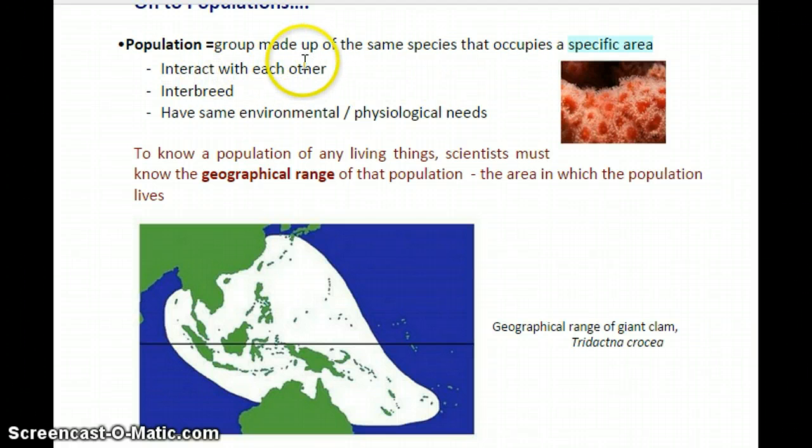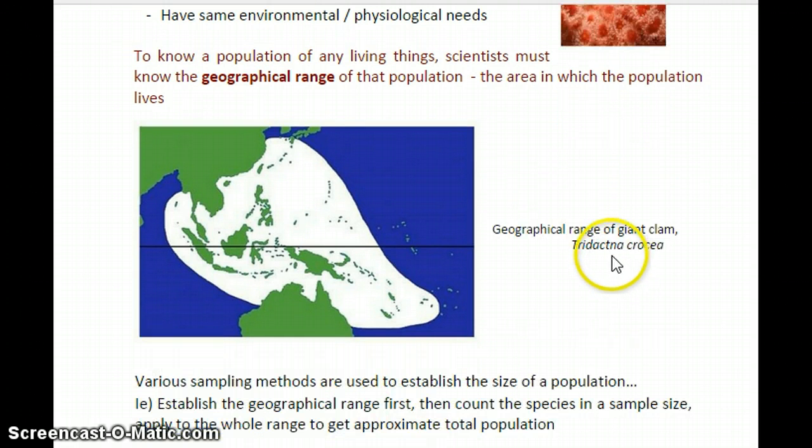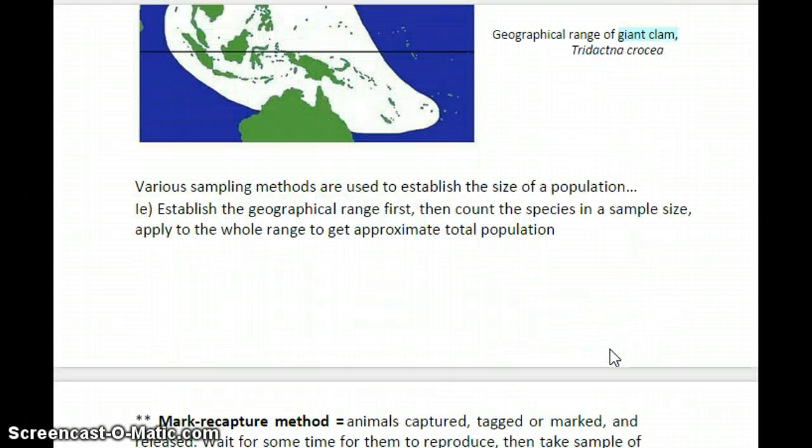Populations interact with each other, they interbreed, they have the same environment and needs. And so scientists, if they want to study populations of, say, marine organisms, they have to try to study a geographical range. They have to know basically where that organism lives, where that population lives. So here's an example. Scientists that study the giant clam, this is the geographical range of that giant clam, as you can see in the South China Sea and the South Pacific Ocean. So that would be an example of a geographical range. So where does it live?